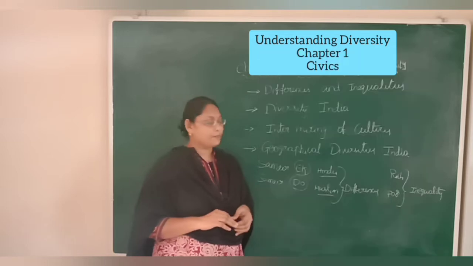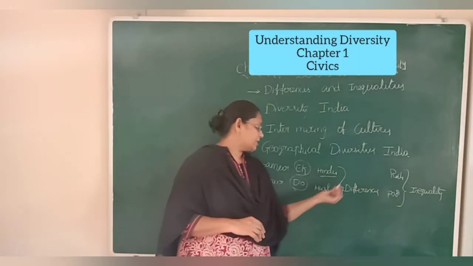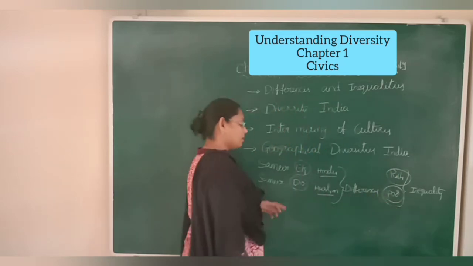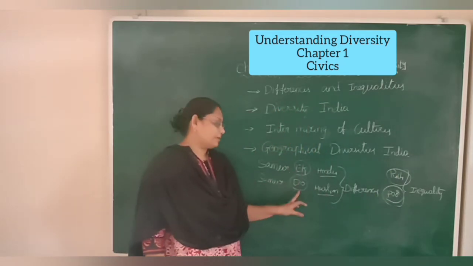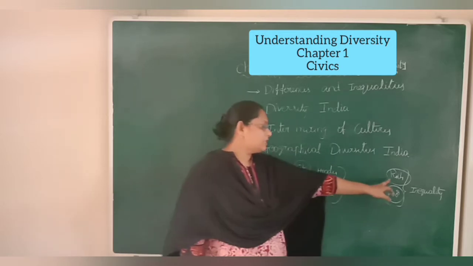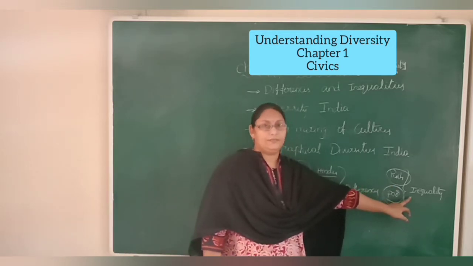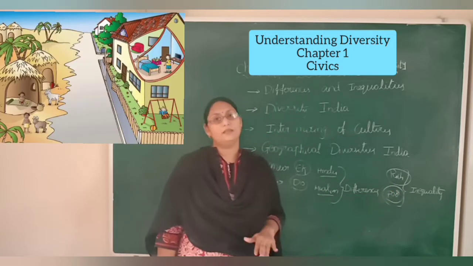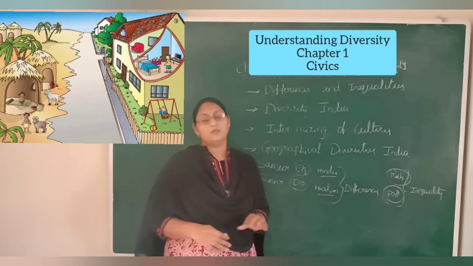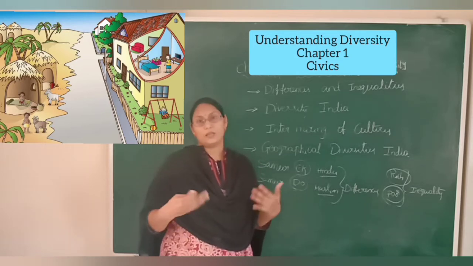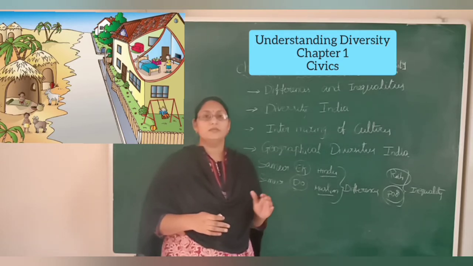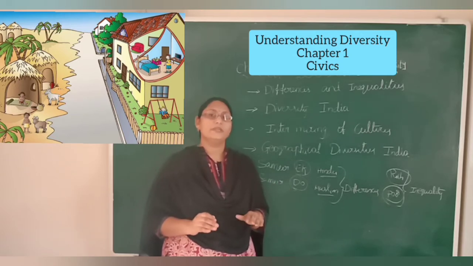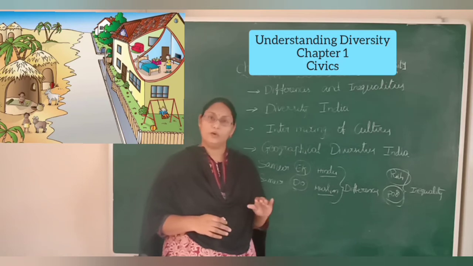Different religions. Samir Ek is rich, Samir Do is poor. These rich and poor are called inequalities. So rich and poor are created in the society. Those are not the differences that come naturally. These economic differences are created in the society. That's why they come under the category of inequalities.